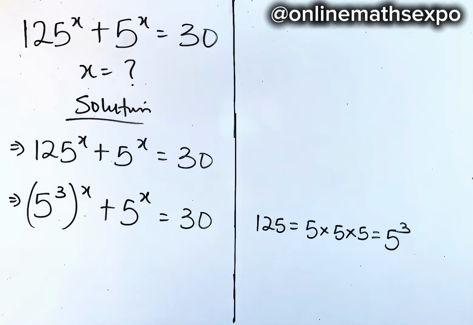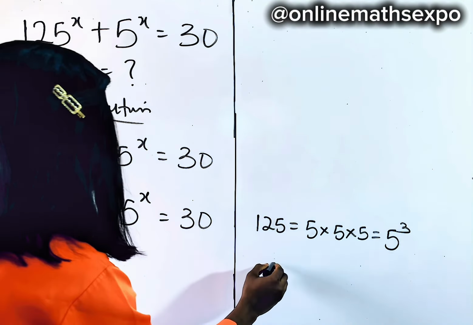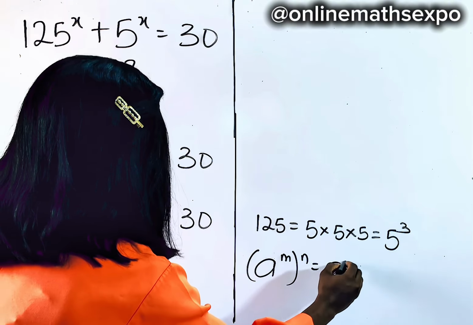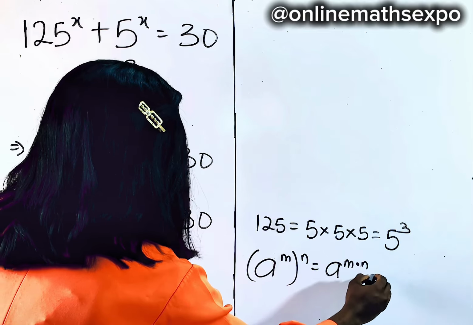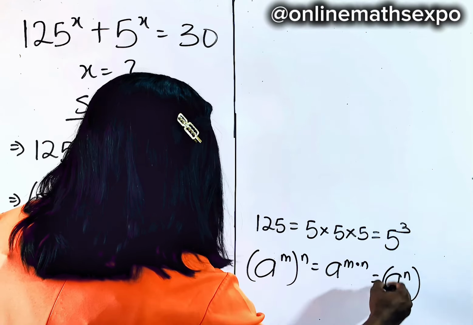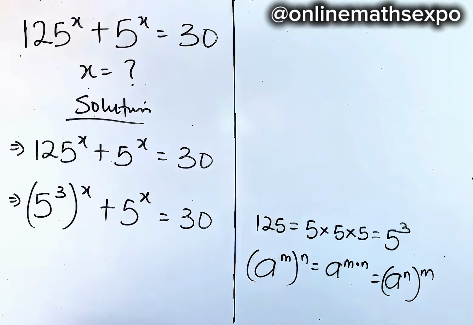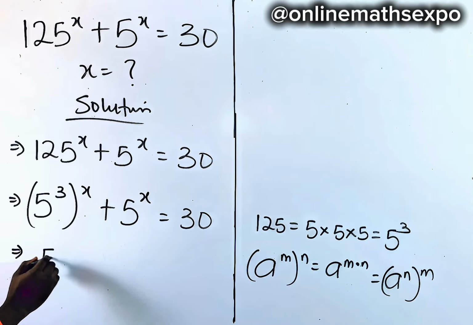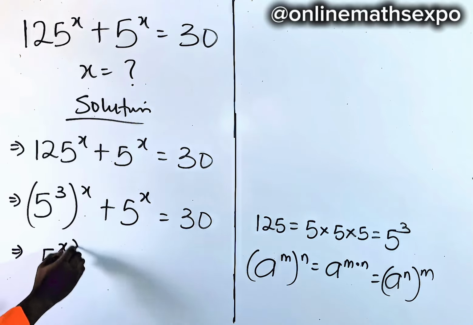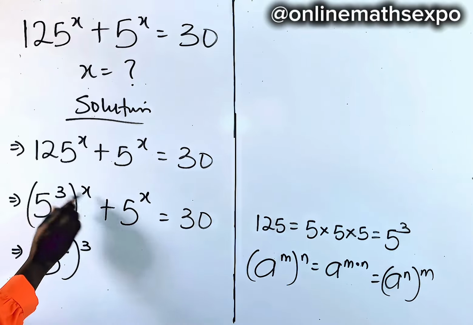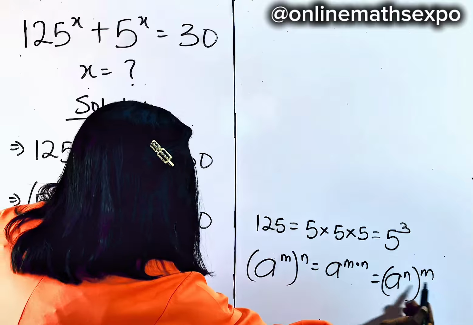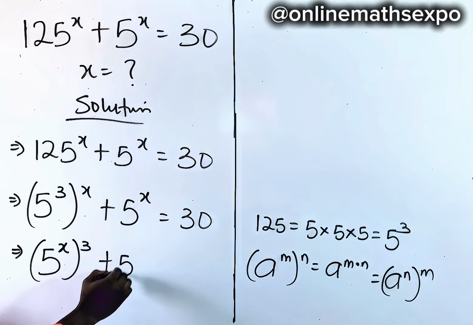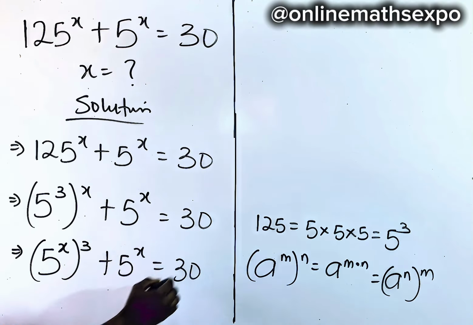Now what do we do next? Just remember quickly, for every a to the power of m raised to power n is a to the power of m multiplied by n, which is a to the power of n raised to power m. So we're going to apply it here. And in that case, we have 5 to the power of x now raised to power 3. We just switched the powers. Just observe what we did here. So this and this are the same. Then 5 to the power of x is equal to 30.